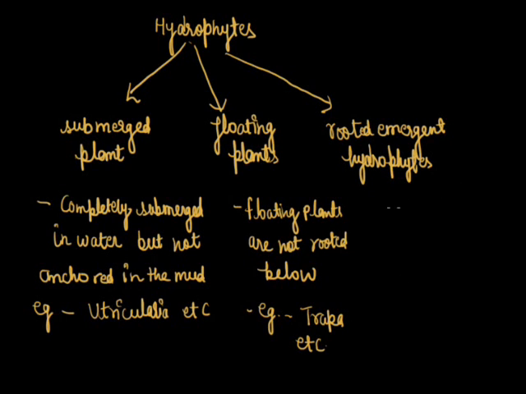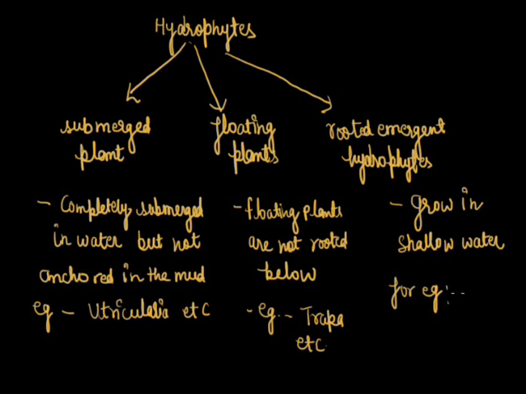Next, rooted emergent hydrophytes. These plants grow in shallow water and their shoots extend above the surface of water, fully or partially. For example, ranunculus.